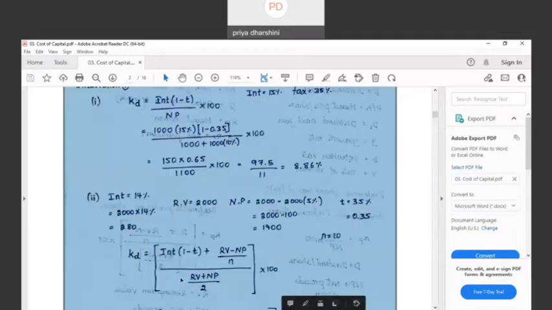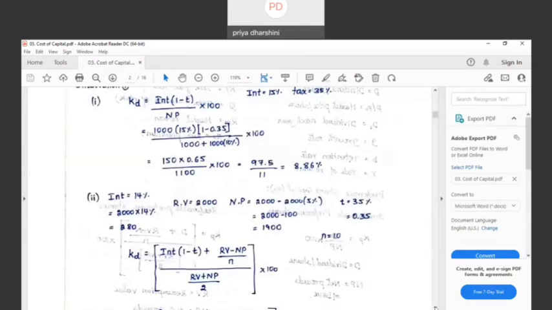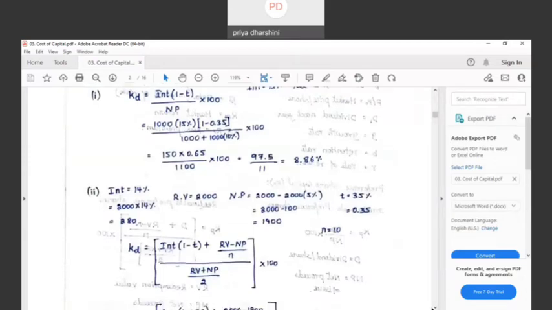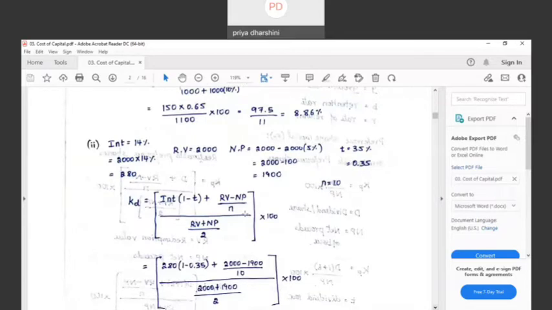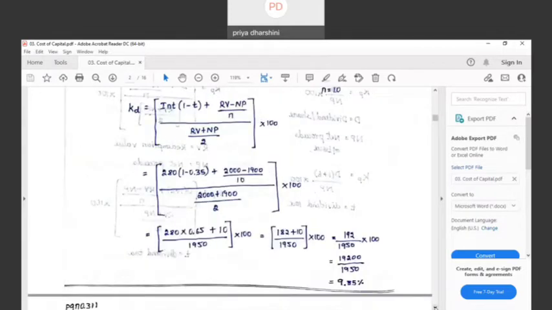Here it is a case of redeemable debentures. So how do you measure the cost of debt? It is interest into 1 minus tax plus RV minus NP by N, divided by RV plus NP by 2, into 100. So interest is 280 into 1 minus 0.35, plus redemption value is 2000, NP is 1900, divided by life of 10 years, the whole divided by RV plus NP by 2 into 100. So that is how you get the cost of debt as 9.85%. Is this sum understood?